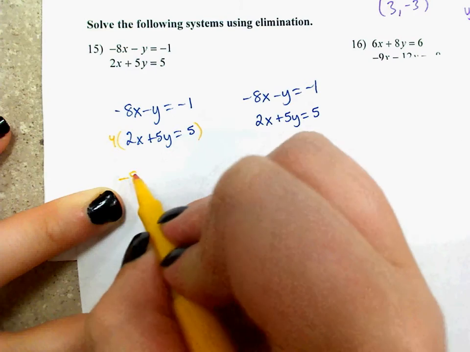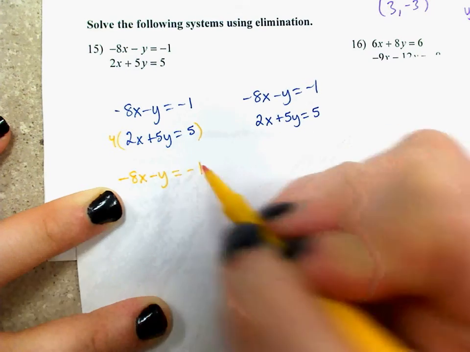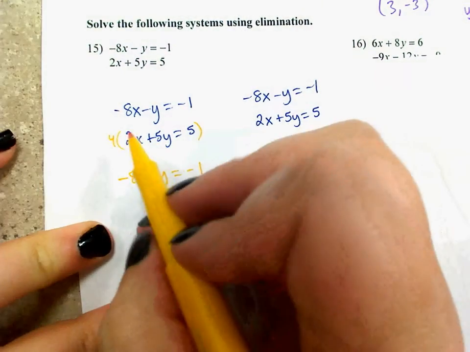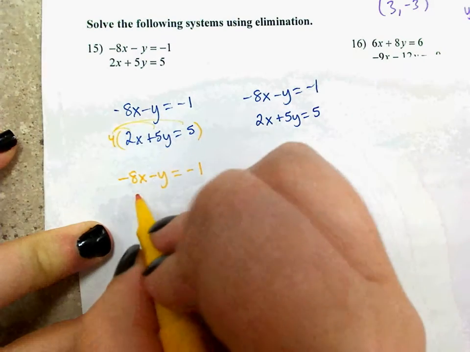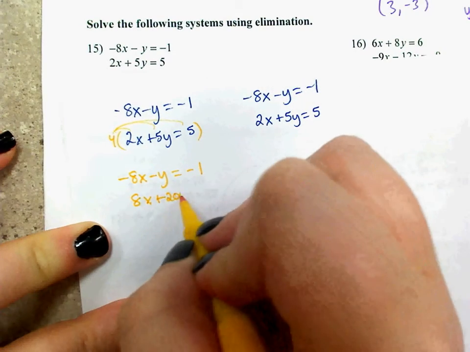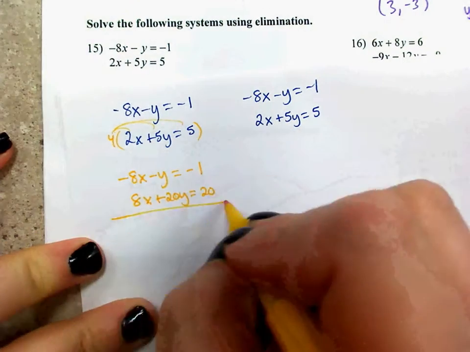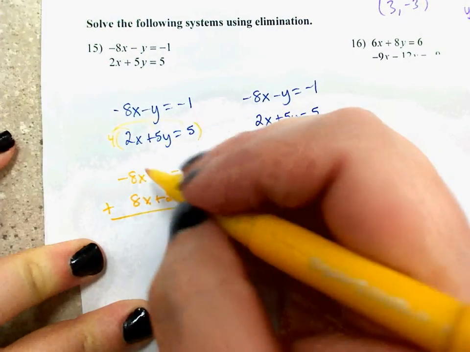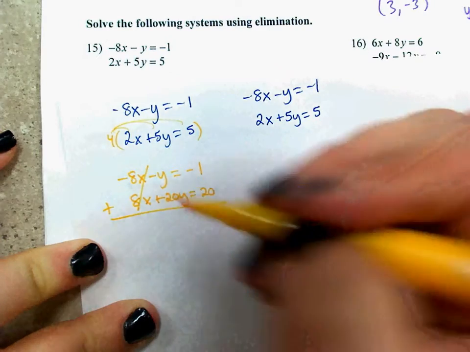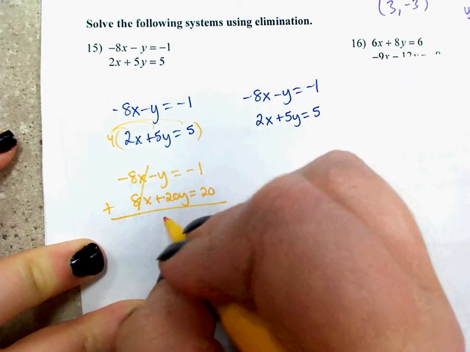8x plus 20y equals 20. And then what you do is you basically add the two equations. So negative 8x and positive 8x is gone. Negative y and 20y is a positive 19y. And negative 1 and 20 is 19, which makes y equal 1 if you divide by 19.